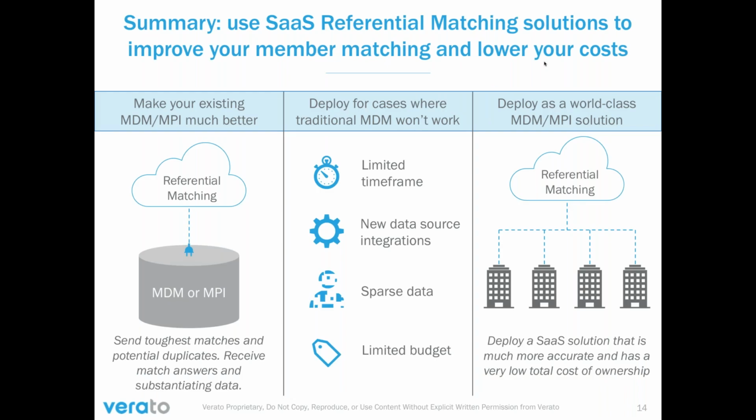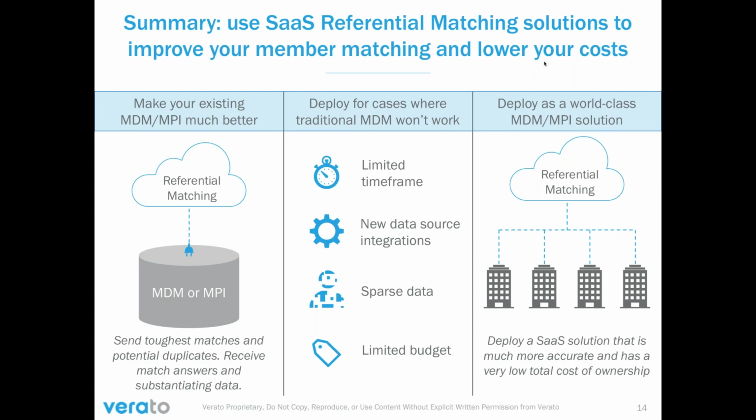In summary, we use SaaS-based referential matching solutions in two ways. We can help folks that already have something in place and are trying their best to do a good job at this by plugging in our auto steward technology. We can essentially improve your ability to perform that function of unifying your member data.